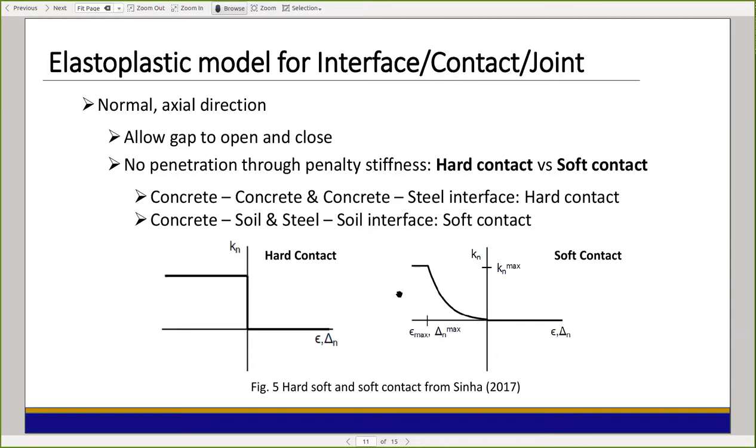And on the other hand, we have another type of contact, which is the so-called soft contact. Again, if your contact is open, we do not have any stiffness here. But when the contact is closed, we will have an exponential increase of the penalty stiffness of the contact, and eventually we're going to have a cap with the maximum axial penalty stiffness. This type of soft contact behavior can be used for modeling concrete to steel, or concrete to soil, or steel to soil interface.